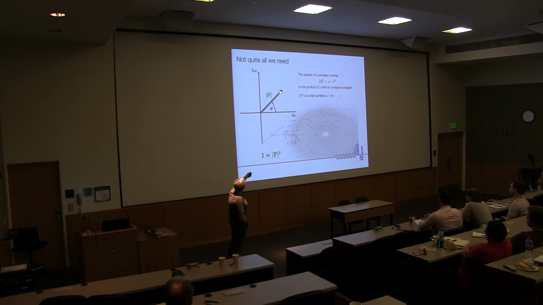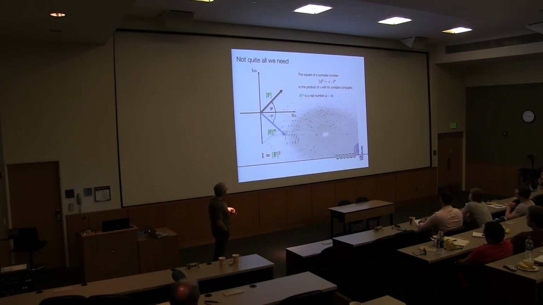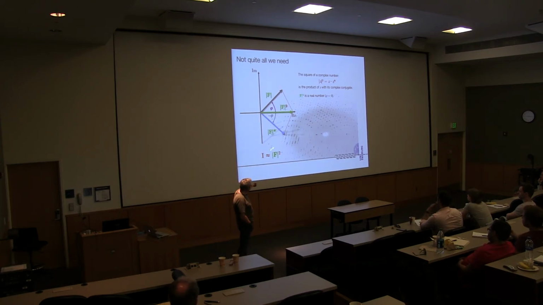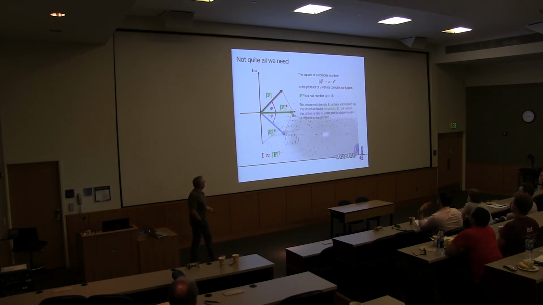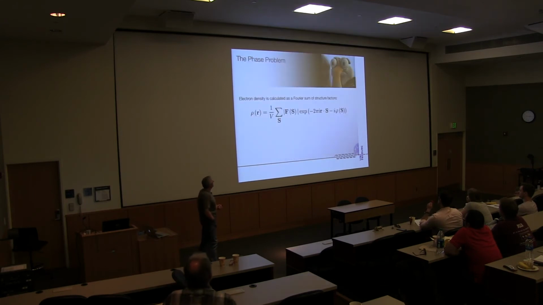But if you square a complex number, it means you multiply it with its complex conjugate. Multiplying these invariably gives you a real number, which means measuring things this way makes you lose the phase angle. You cannot measure the phase angle. All we measure is intensities, which is the square of the amplitude, but we don't get information about the phase angle, and that is a bit of a problem. That's what's called the phase problem of crystallography.